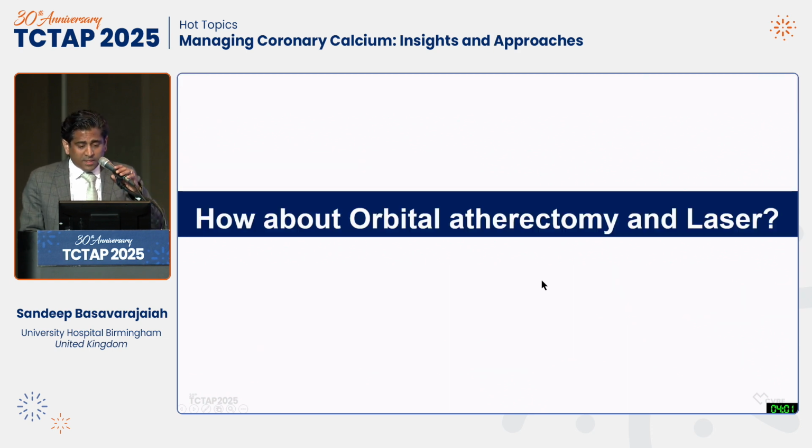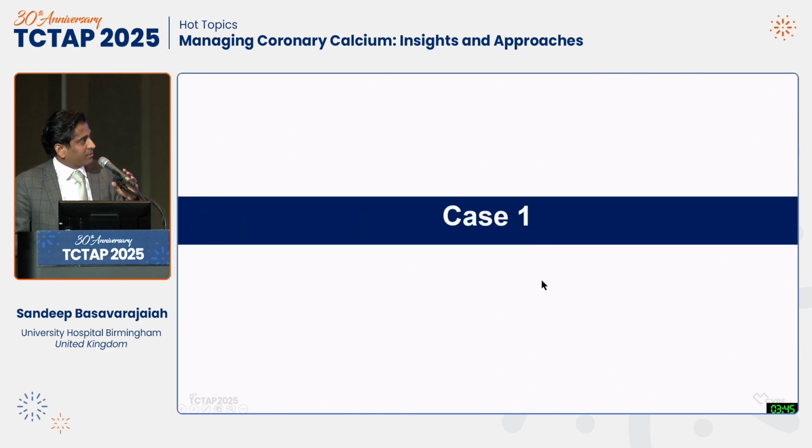I have limited experience with orbital atherectomy. As alluded to by Ajay, there is of course a risk of slow flow, and it also cuts the non-calcified areas as well, so there's a risk of perforation. And laser, again, is not universally available in all centers. So with this, I would like to show a couple of cases.